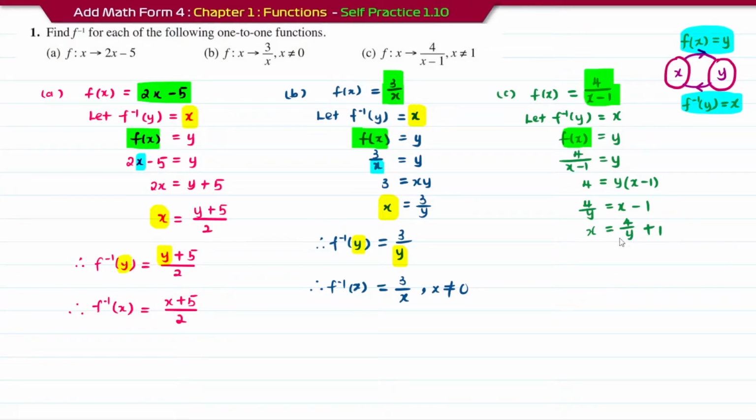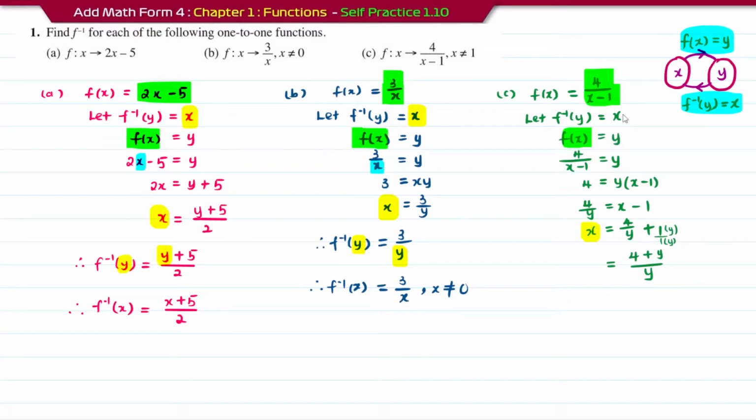Now, to make this into a single fraction, first I need to equalize the denominator. So this is 1 over 1. So I'm going to multiply it by y here. So therefore you're going to have 4 plus y over y.